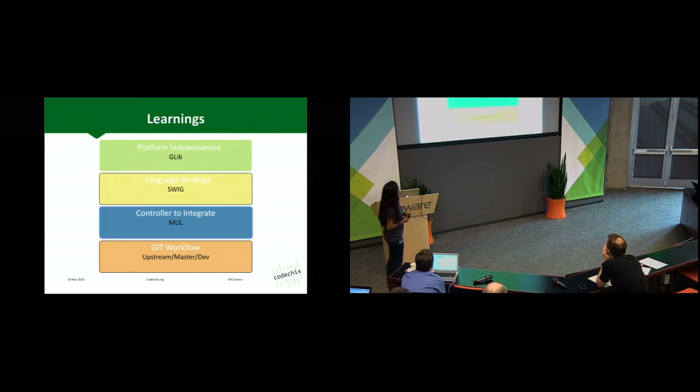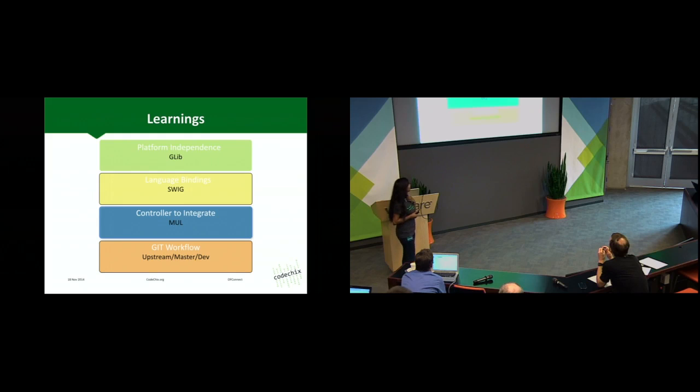These are just some of the learnings from this project. In order to provide platform independence, we chose to use glib as our library for developing our core infrastructure, so we didn't have to worry about platform independence. And in order to export our API in multiple languages, so that it can bind with any controller or switch written in any language, we have used SWIG. Currently we provide bindings in Java and Python, apart from C.